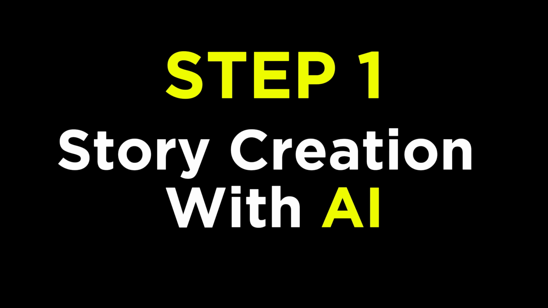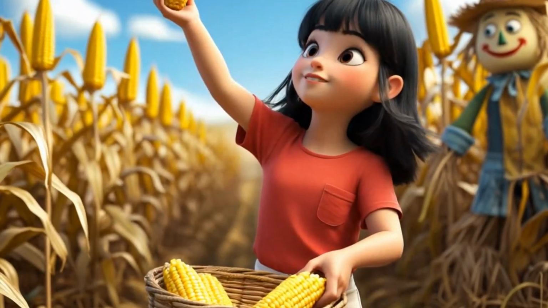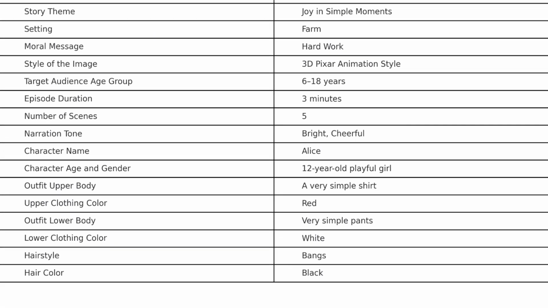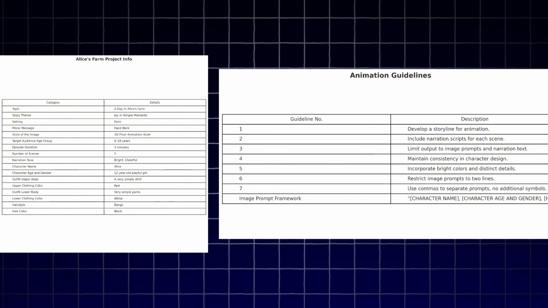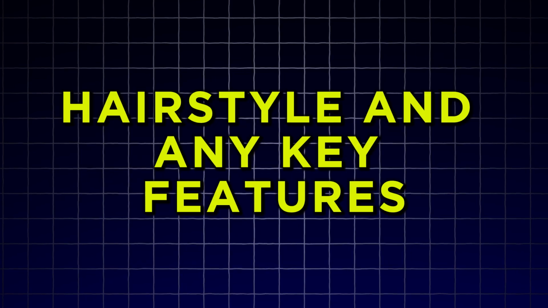Step 1. Story creation with AI. The first step in creating an animation is building a strong, clear story. To help with this, I've created a customizable text template. You can find the link to this template in the description of this video. It's divided into two main parts. In the first section, you define the theme and character appearance. This includes age, clothing, hairstyle, and any key features.